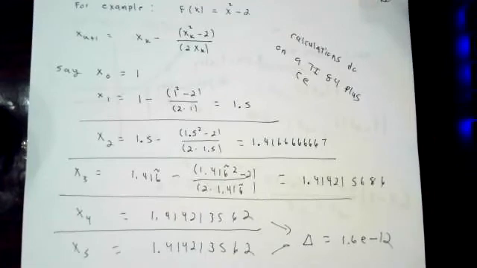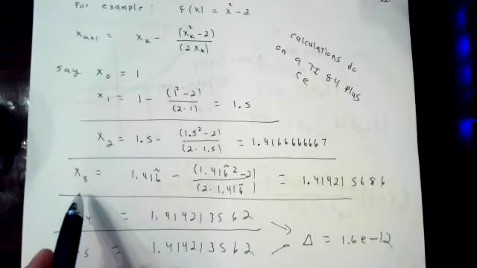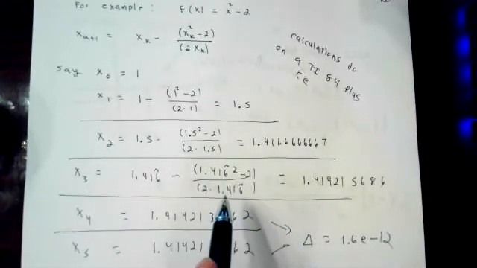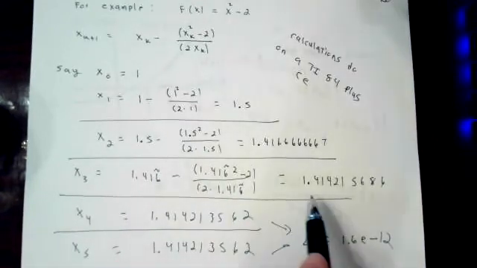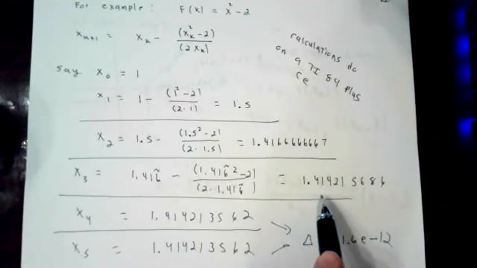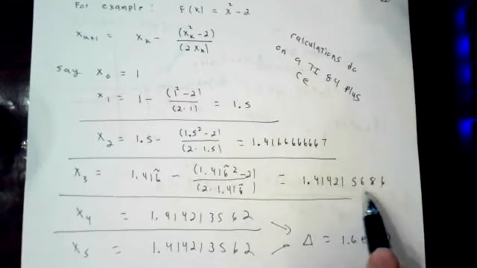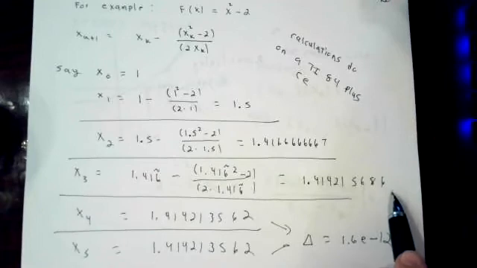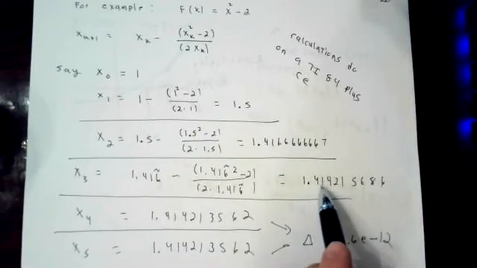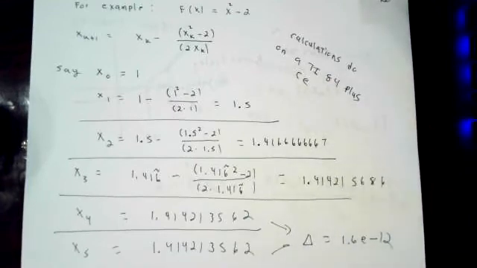So this seems pretty good. And then it gets better. x₃, I typed all this stuff in on my calculator, turns out to be 1.414215686. So 1, 2, 3, 4, 5 digits correct. This is looking up. I do the next one.